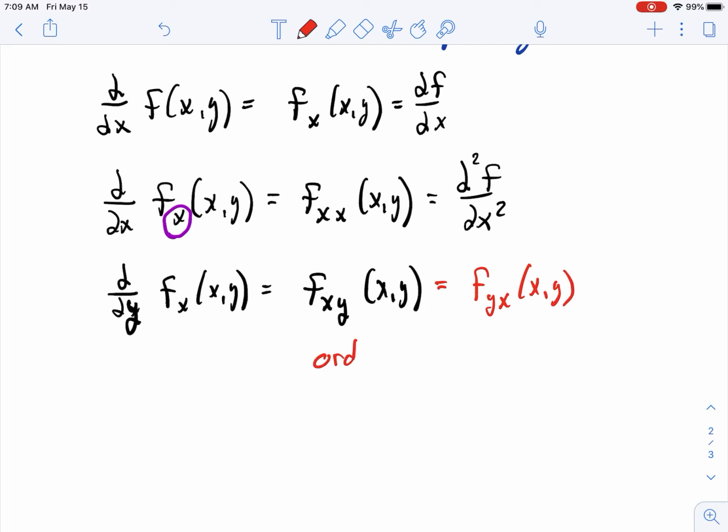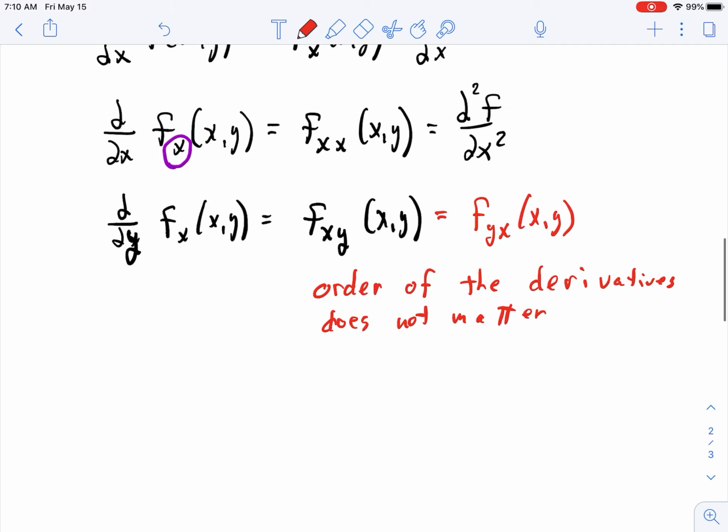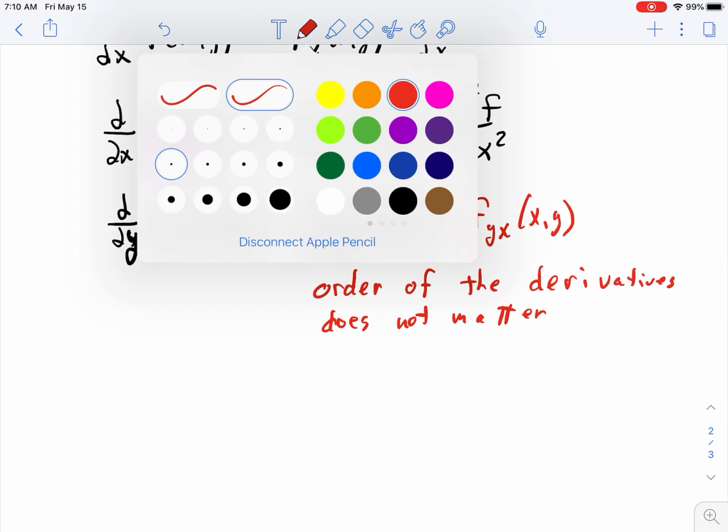So order of the derivatives does not matter. Okay, the order doesn't matter. All right, so let me go through an example so you can see how that might look.